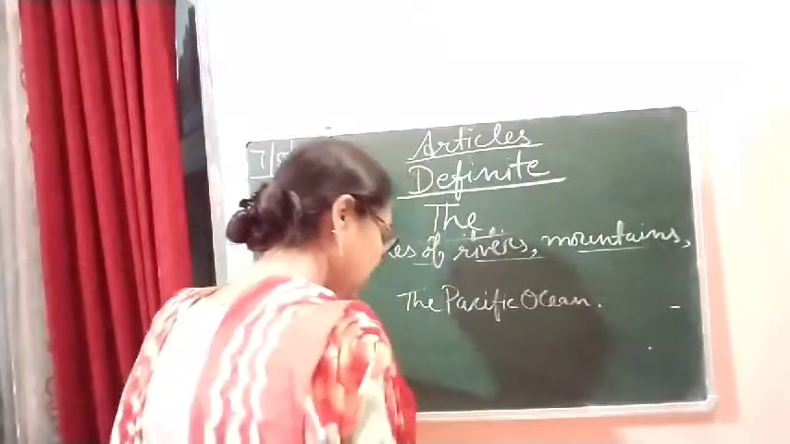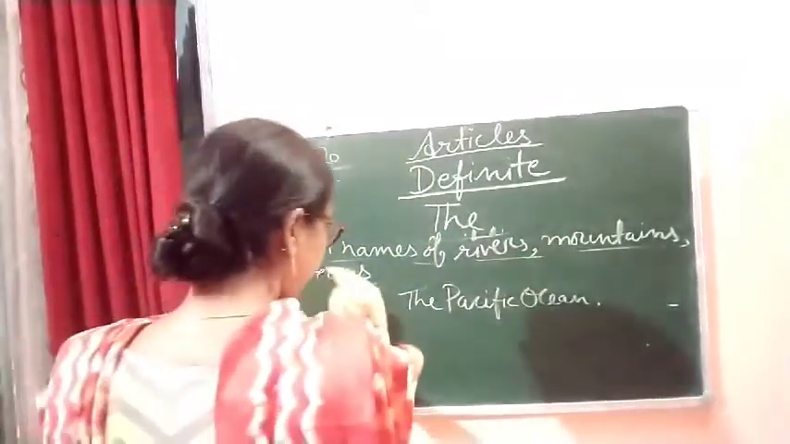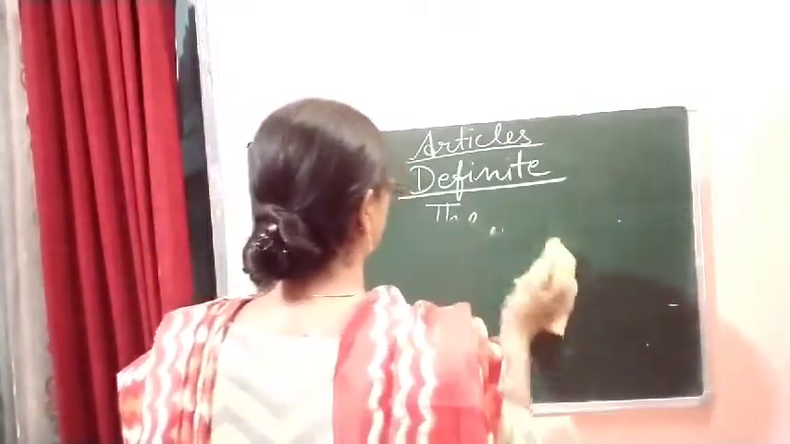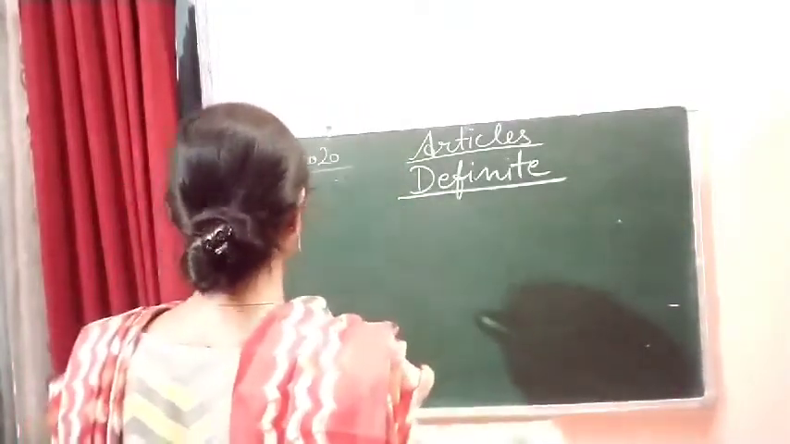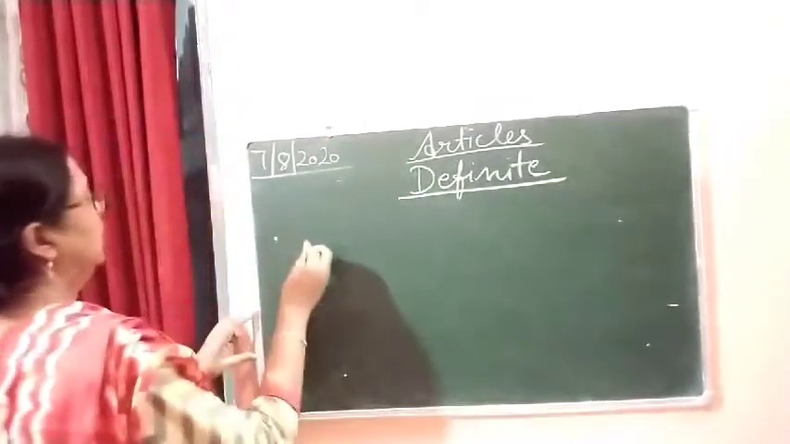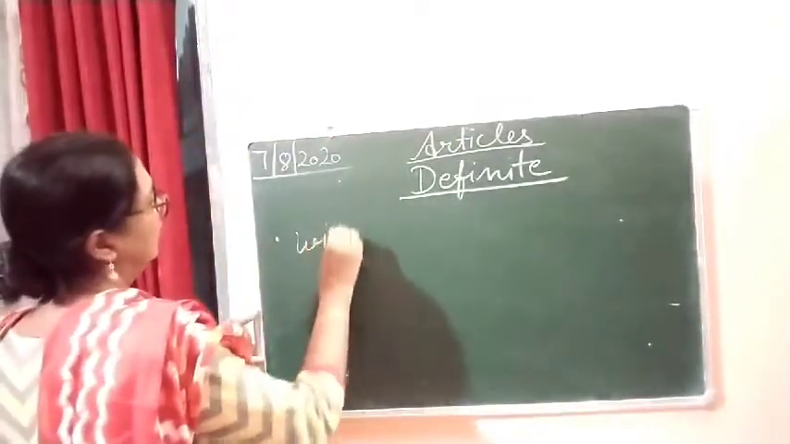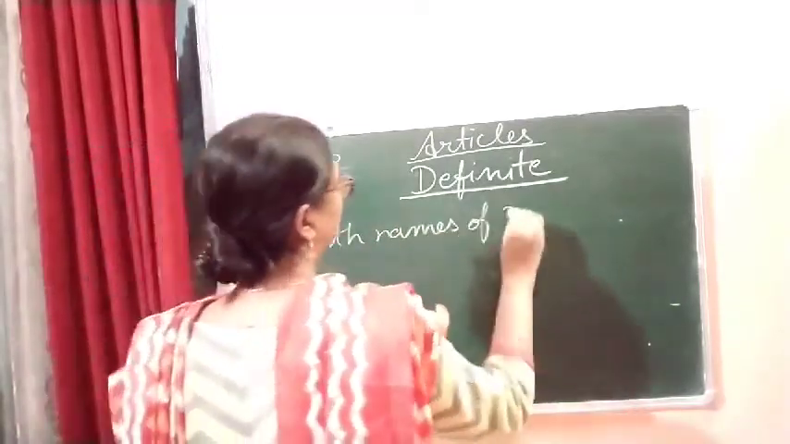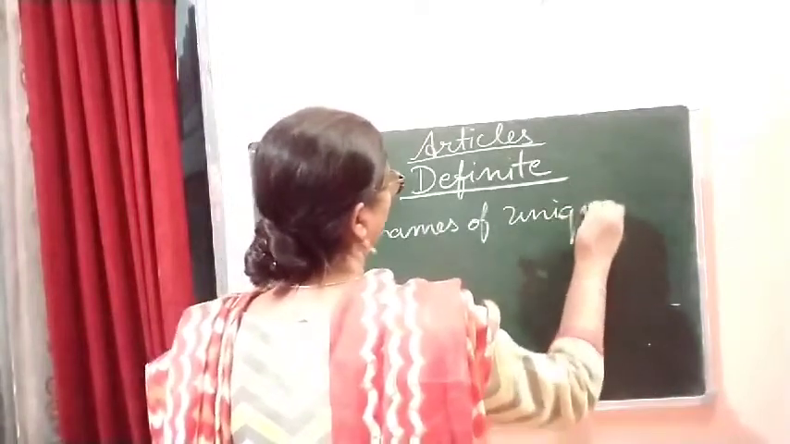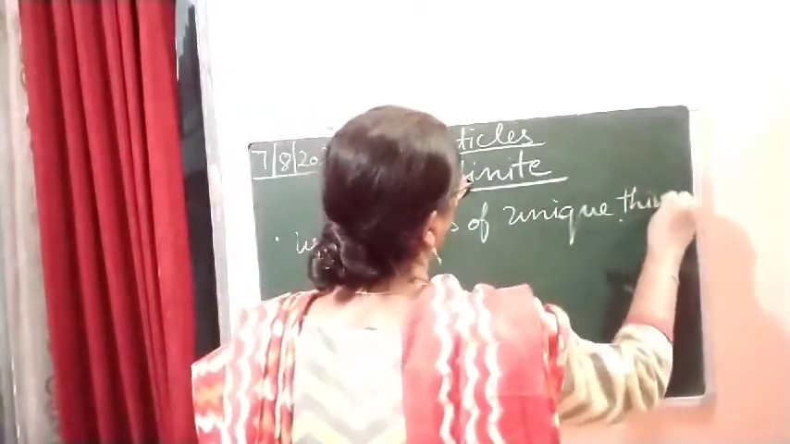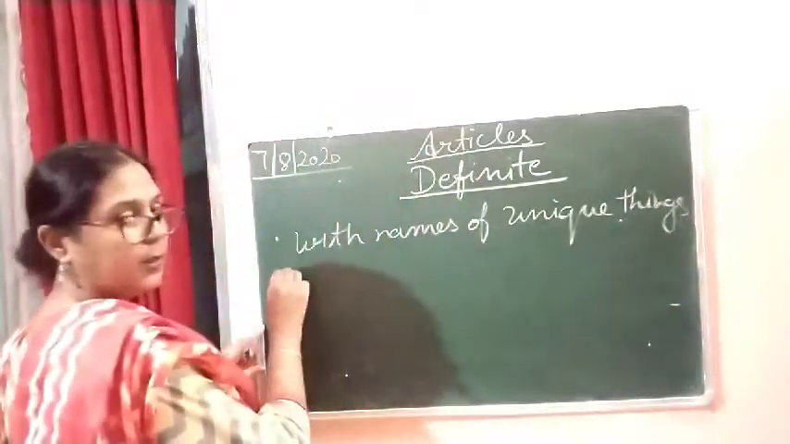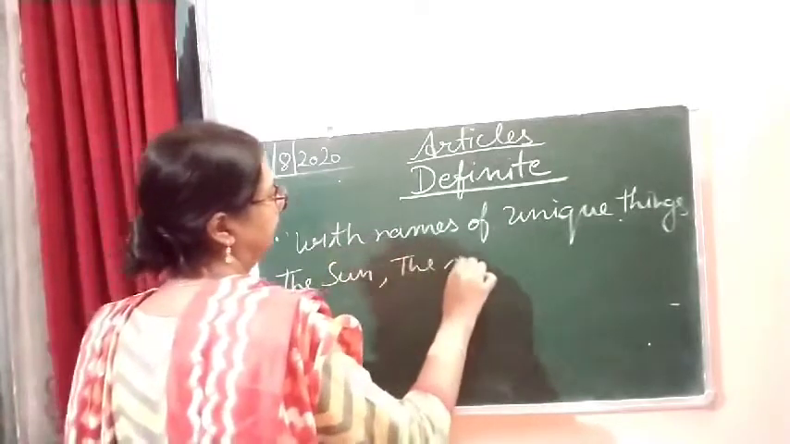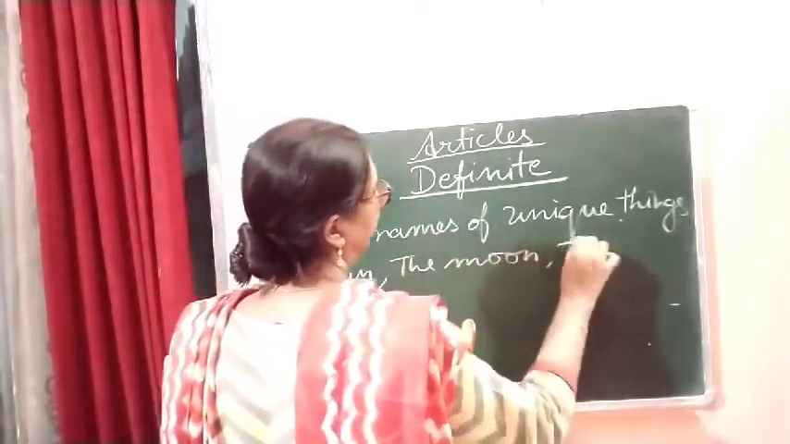Now we are moving to nouns, with names of unique things. The is used with names of unique things. What are unique things? The sun, the moon, the earth.